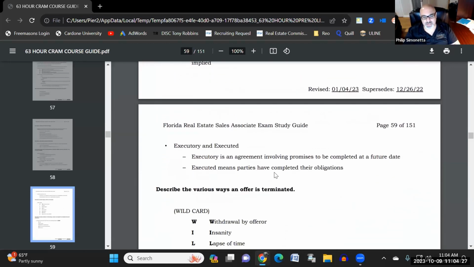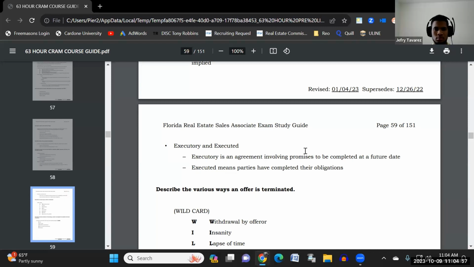And executory and executed. Executory is an agreement involving promises to be completed at a future date. Executed means the parties have completed their obligations. So when all the initials and everything are done on the contract, that's executed. Everybody did their obligation. Executory means you have a verbal agreement, you sent the contract, you're waiting for them to initial off. That's executory. Once they initial off, it's executed. Does that make sense? Yeah, it makes total sense.